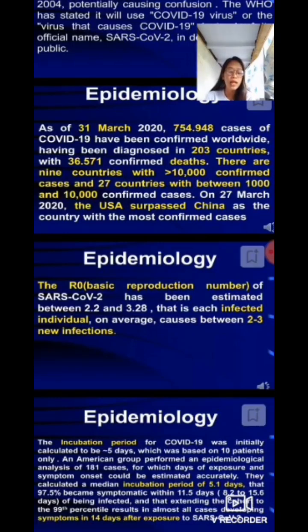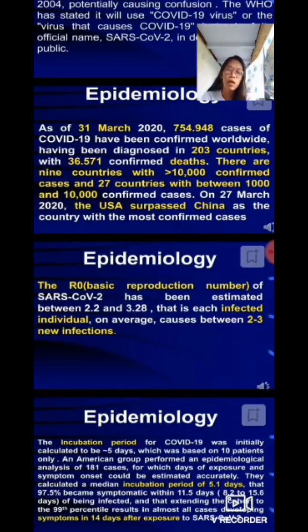So first, what is epidemiology? Epidemiology is the study of the distribution and determinants of health-related states among specified populations and the application of that study to the control of health problems.